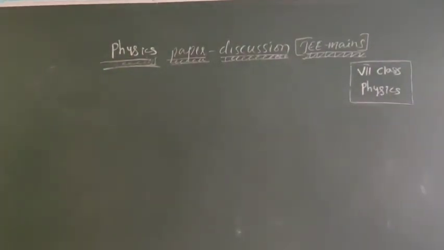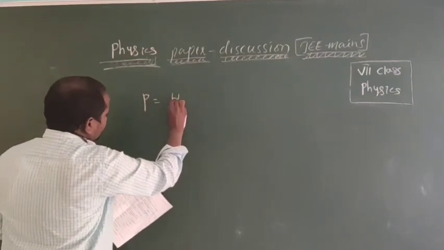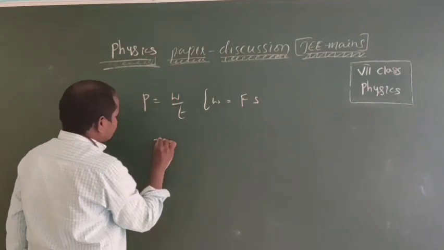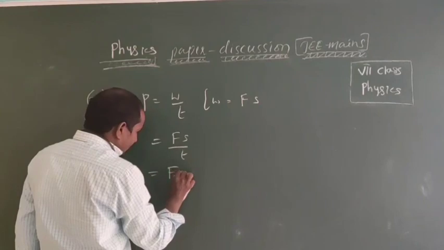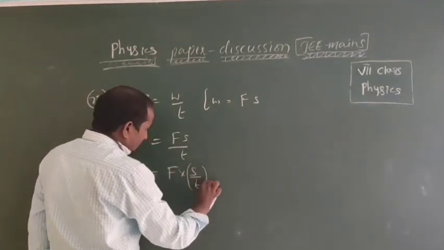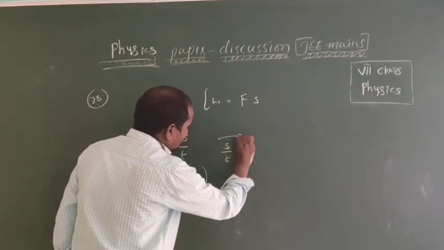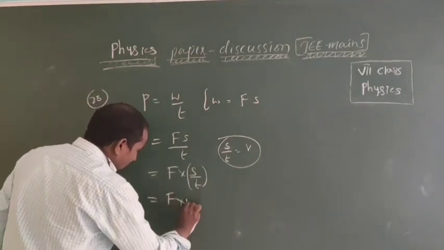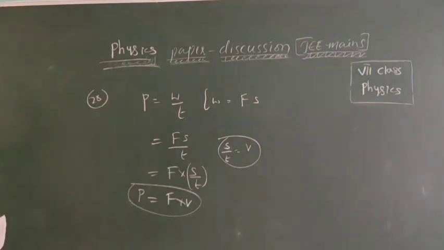Next one, the power in terms of force and velocity. Okay, power equal to work done by time. But here, work done equal to F into S. So F into S by T. Here S by T equal to V. So in the place of S by T, we can write V. Therefore, F into V. So power in terms of force and velocity equal to the product of force and velocity, F into V.